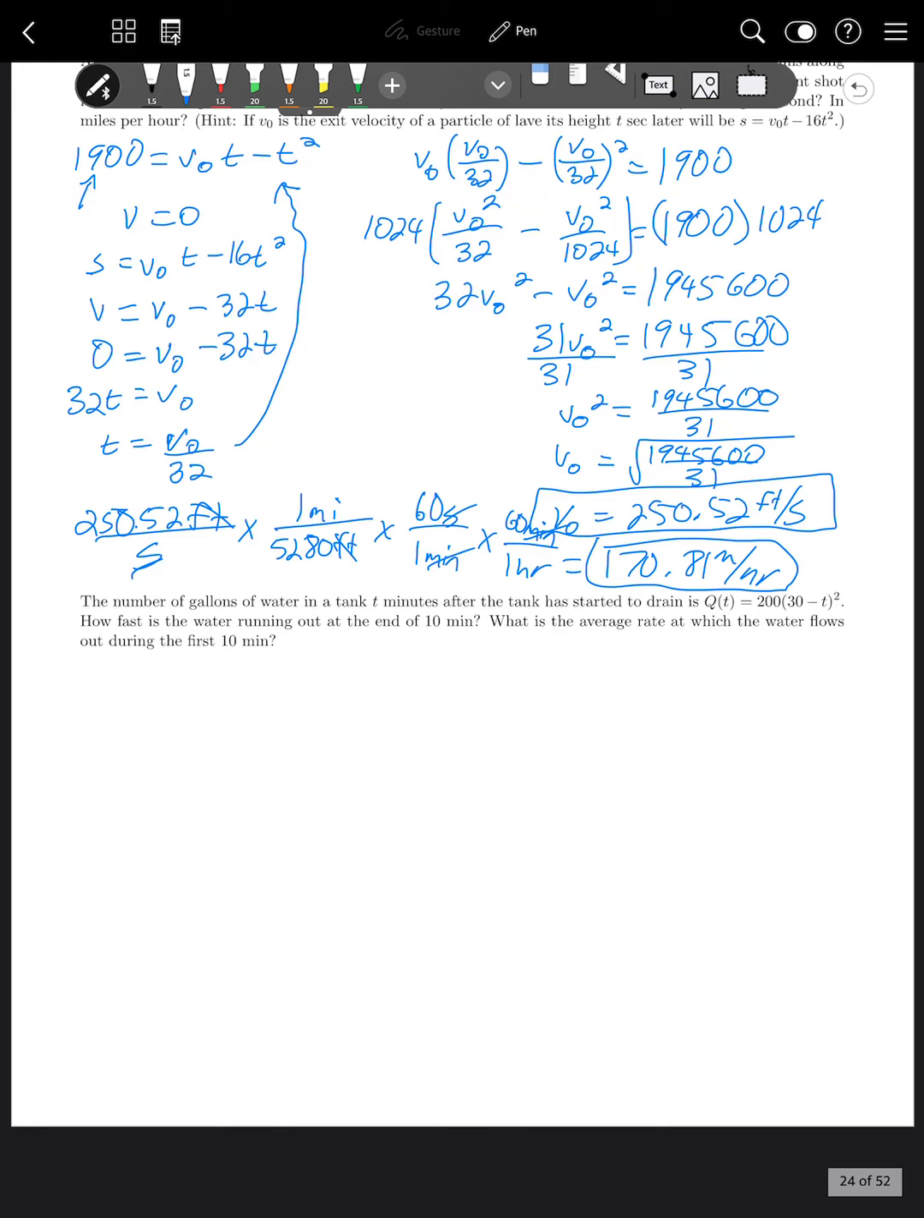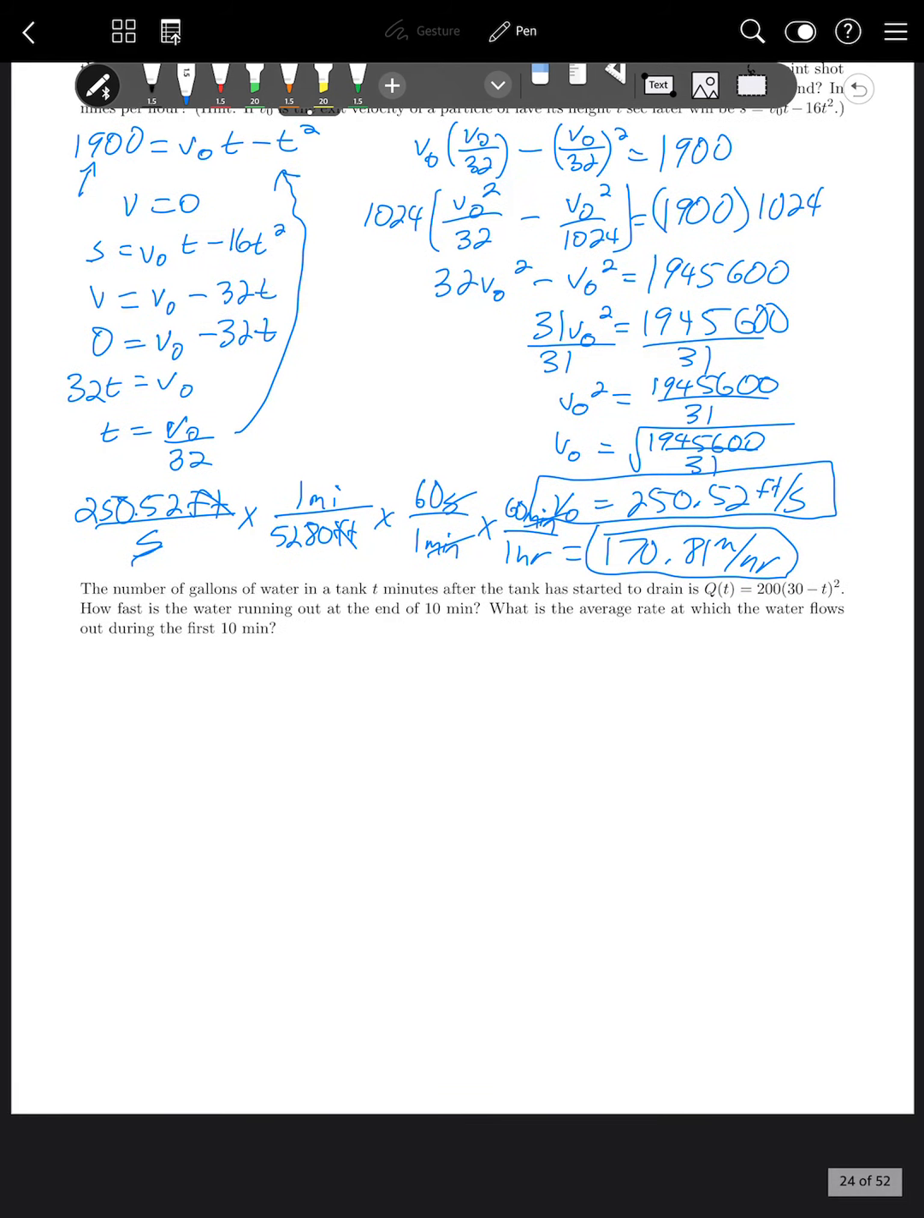So let's try one more together, and then, like I said, we'll be done for today. The number of gallons of water in a tank t minutes after the tank has started to drain is Q of t equals 200 times (30 minus t) squared. How fast is the water running out at the end of 10 minutes? And what is the average rate at which the water flows out during the first 10 minutes?